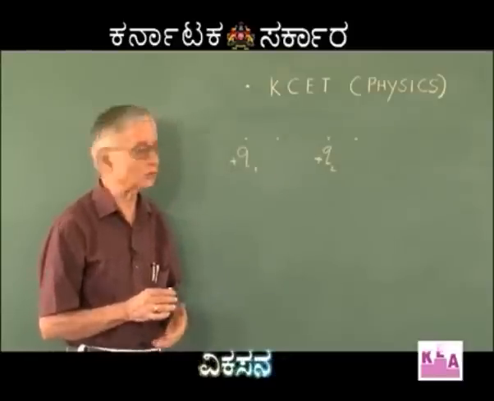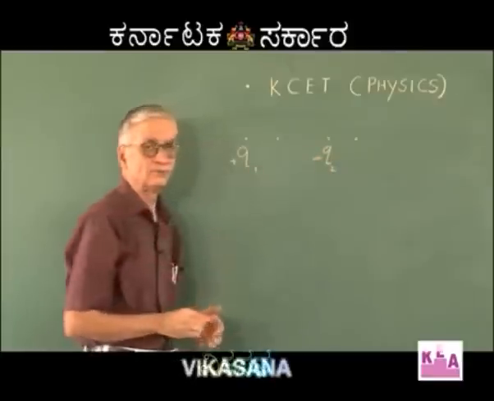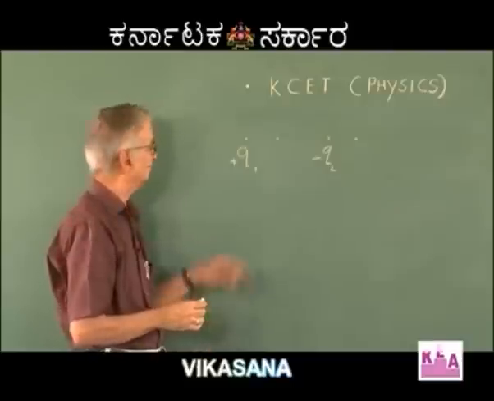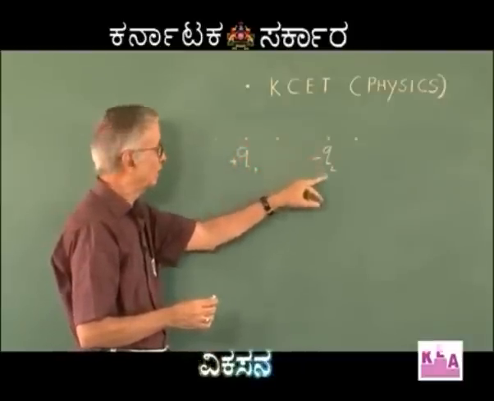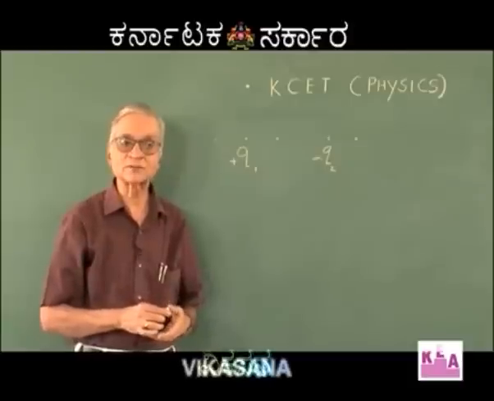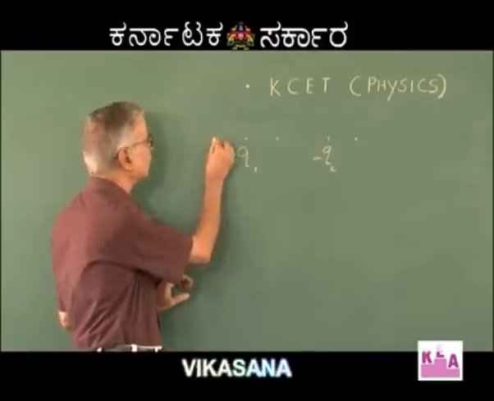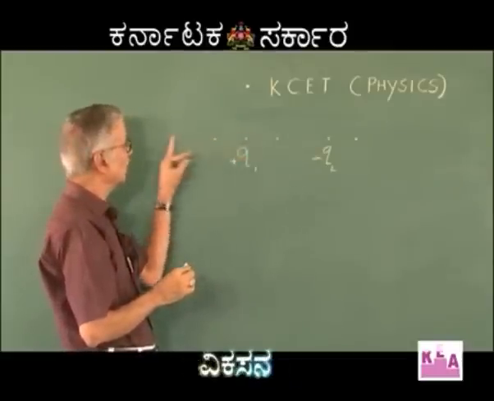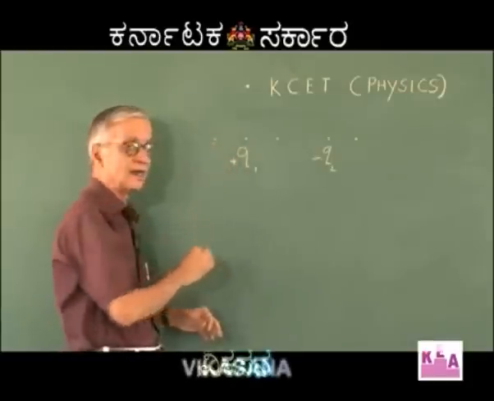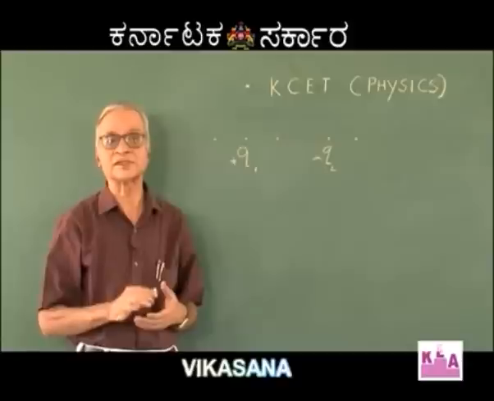Let me now assume that Q1 is positive and Q2 is negative. In that case, if you consider a point in between them, Q1 will repel, Q2 will attract. The two forces are in the same direction, therefore the resultant cannot be 0. But if you consider a point outside, Q1 will repel, Q2 will attract, and the two forces are in opposite directions, hence the resultant can be 0.